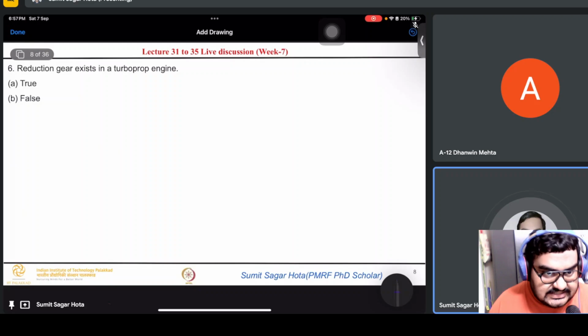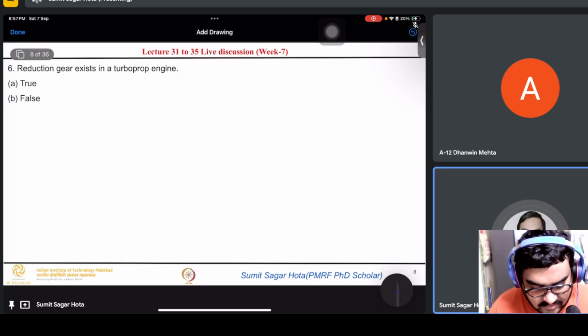The reduction gear exists in a turboprop engine, is it true or false?